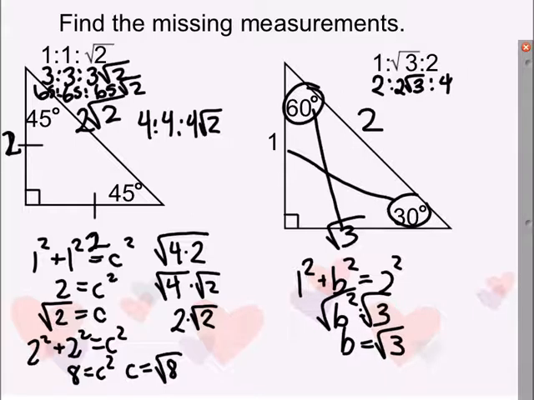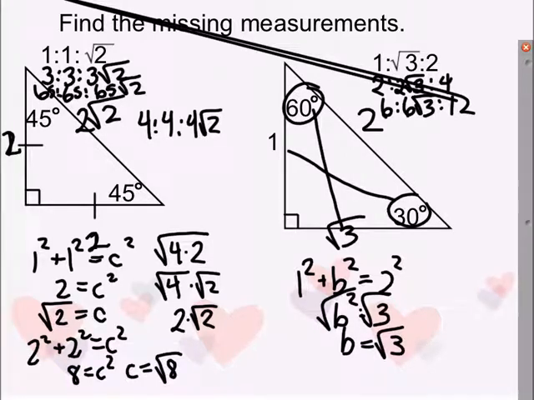Or maybe I have now a side length of 6. 6 is my smallest side, so I now have 6 root 3 and 12. Notice that going from the smallest side to the biggest side, it's always double. I multiply by 2. Or maybe I don't know the smallest side.